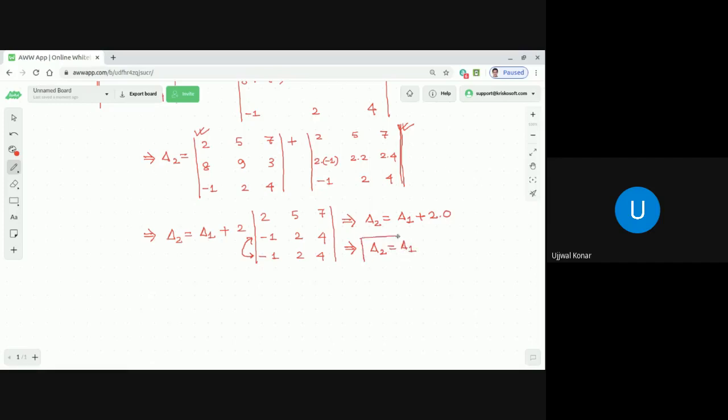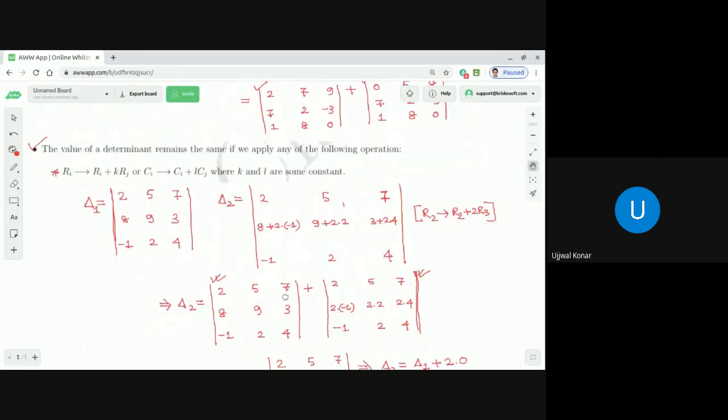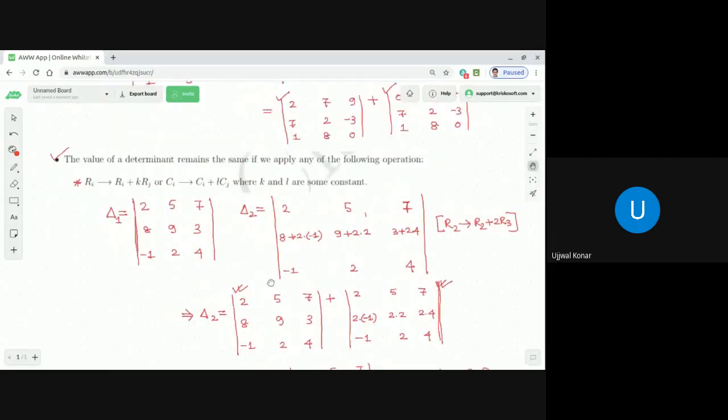And hence the proof of whatever we have claimed, that the value of a determinant remains unchanged, or remains the same, if we apply any of the following operations. That is, Ri is equal to Ri plus KRj, or Ci is equal to Ci plus LCj, where K and L are some constant real numbers.